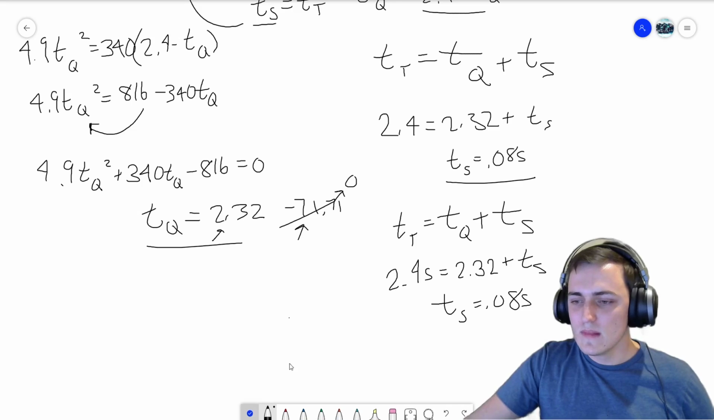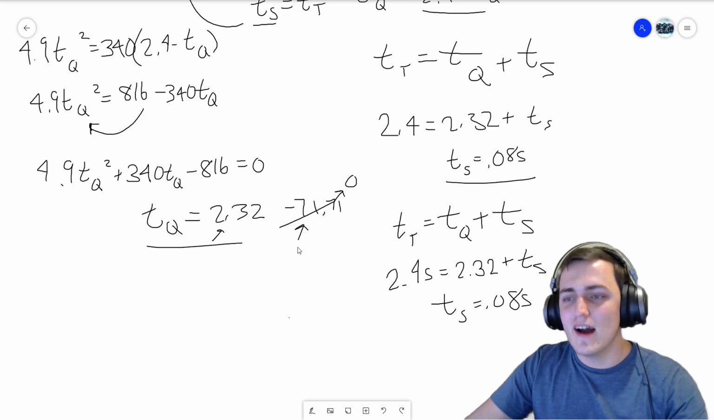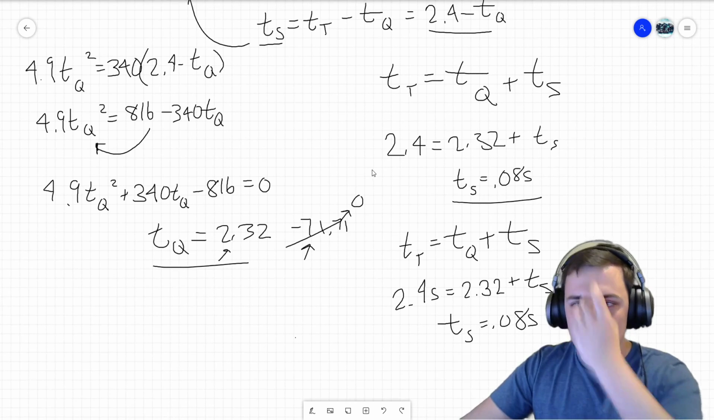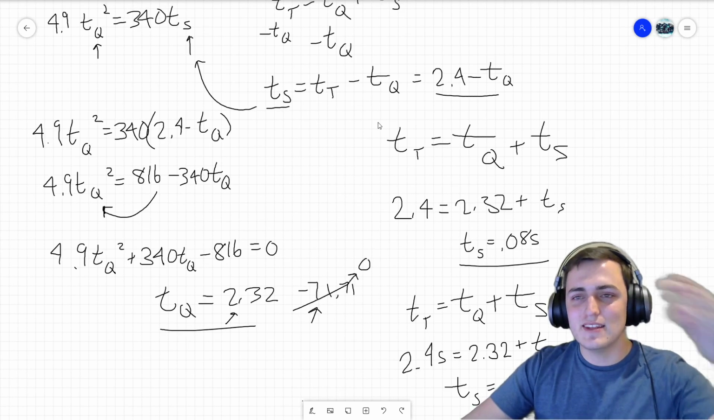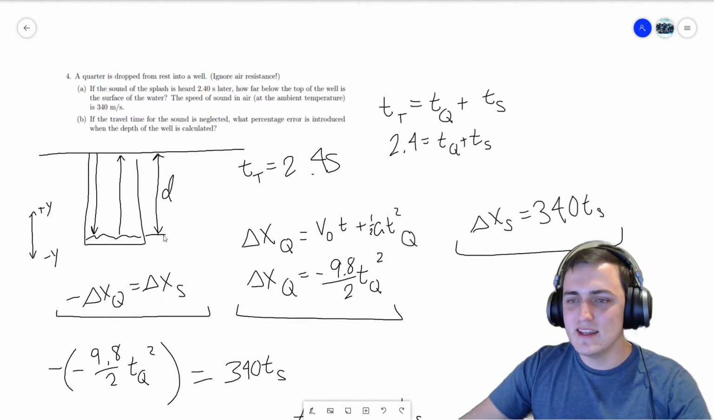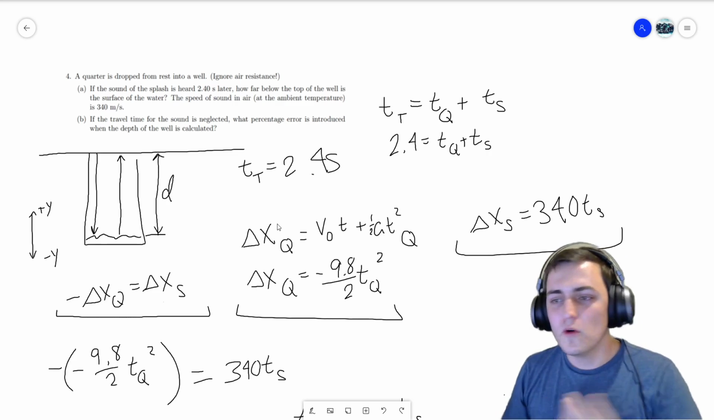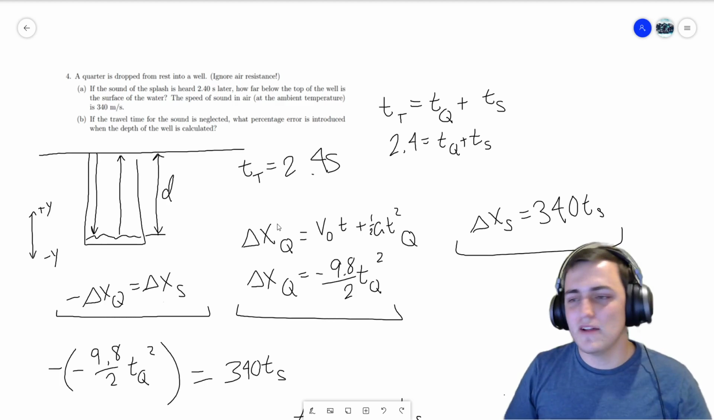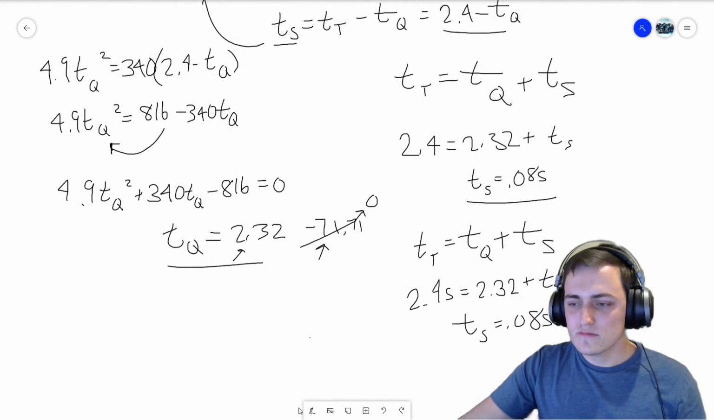seconds. Now, we've found a reasonable result for both times. They both follow all the equations and situation we have. So now what we have to do is take that time and convert that into a distance of the well. If we go up to our problem, remember we get distance d, delta x. So we can actually find delta x of q or delta x of s. The magnitude of either of those is going to tell us the depth of the well. So I'm going to use delta x of q.